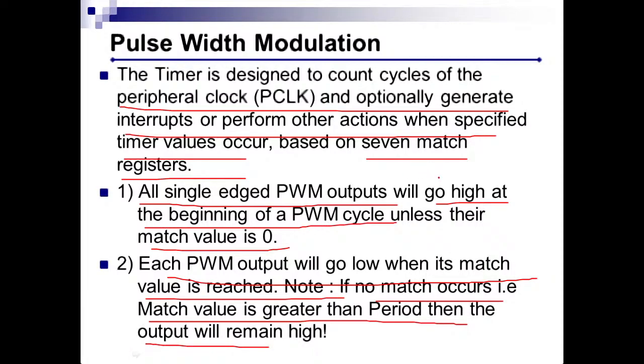That means we can say it is an active low PWM, right? There are two logics, one is active low and one is active high PWM. So in active low PWM, the logic 0 width will change, you can see here. So this is actually an active low PWM.